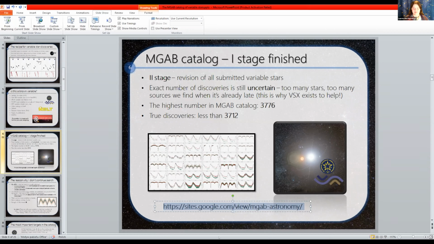Great, thanks. That makes sense, wanting to get all the data in order before adding it to VSX, so thank you. And next question here is about what are the different ways, if there are any, that AAVSO observers could help with characterizing these stars?